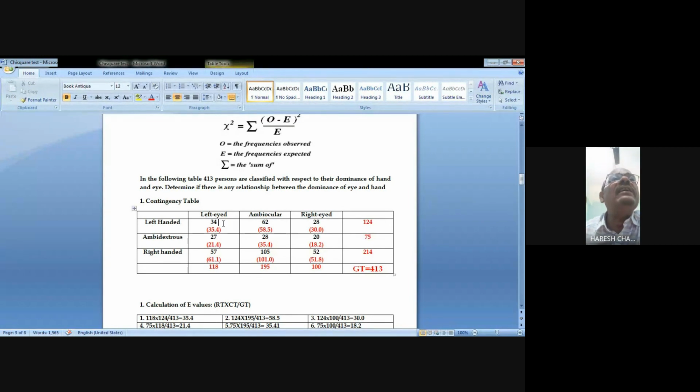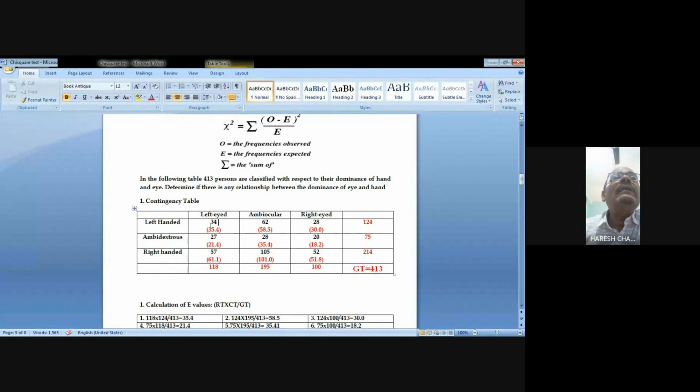Here the observed frequency in the first cell, left-eyed, left-handed, is how much? 34. What is the observed frequency in the second cell? 62. Like that. These are all observed frequencies given in your question, in your data. Now you have to find out the expected frequency for each cell. The formula is row total RT into column total CT divided by grand total. For every cell, you have to find out the expected frequency by this formula.